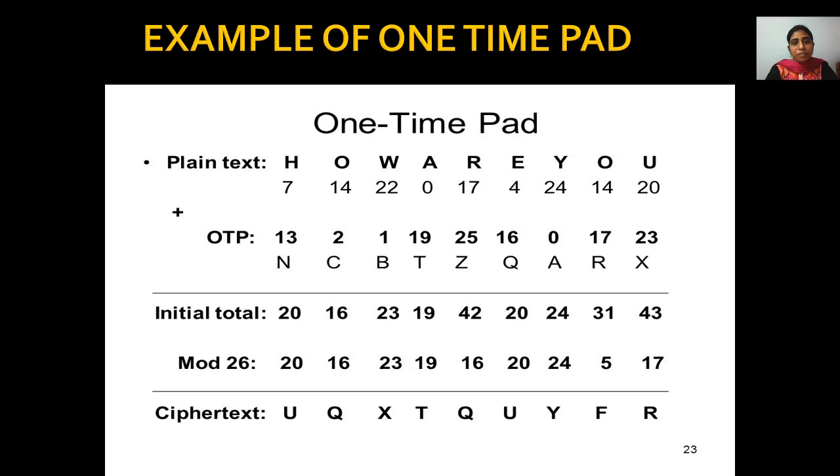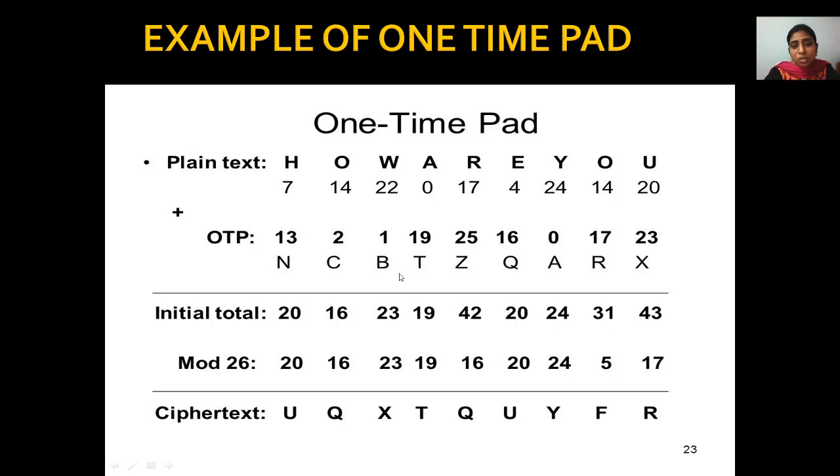For example, if you take the plain text as HOW ARE YOU, then we are going to write down all the letters by their values. So H is replaced by 7, O is replaced by 14, W by 22, A with 0, and so on till U. Then again we are going to randomly take the one-time pad letters, where you are going to have 13, 2, 1, which we are going to use only one time. So whatever values are generated are used only one time.